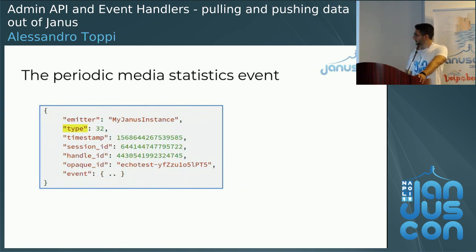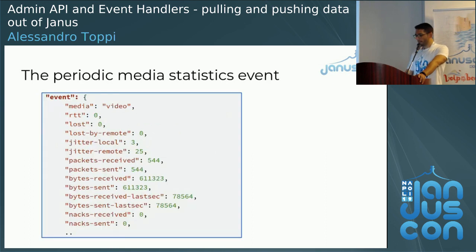Again, this is its format. It's the same format of every generic event coming from Janus. The type is 32, and this is the payload. We can see that we have a lot of information about round trip time, lost packets, jitter, bytes sent, packets received, and things like this. Very useful to have an idea of the life cycle of the handle.